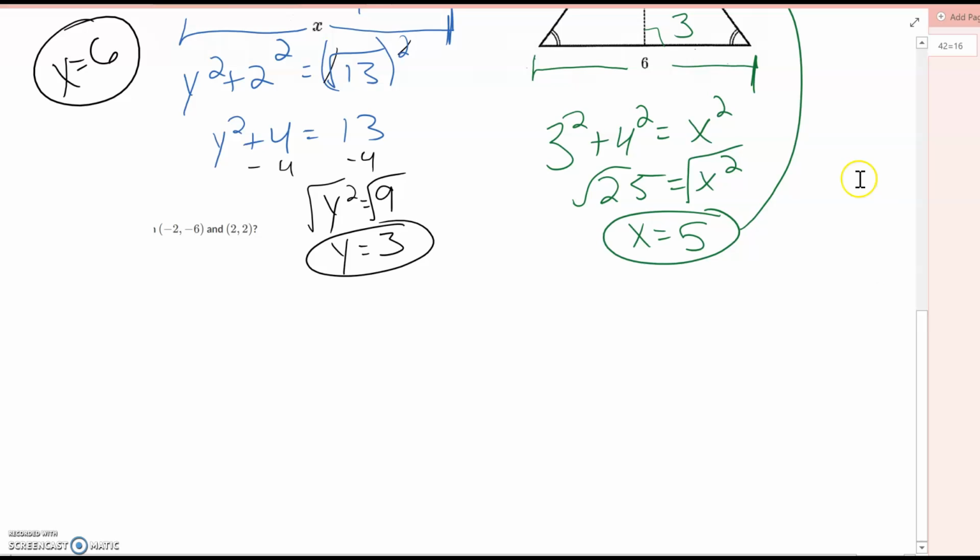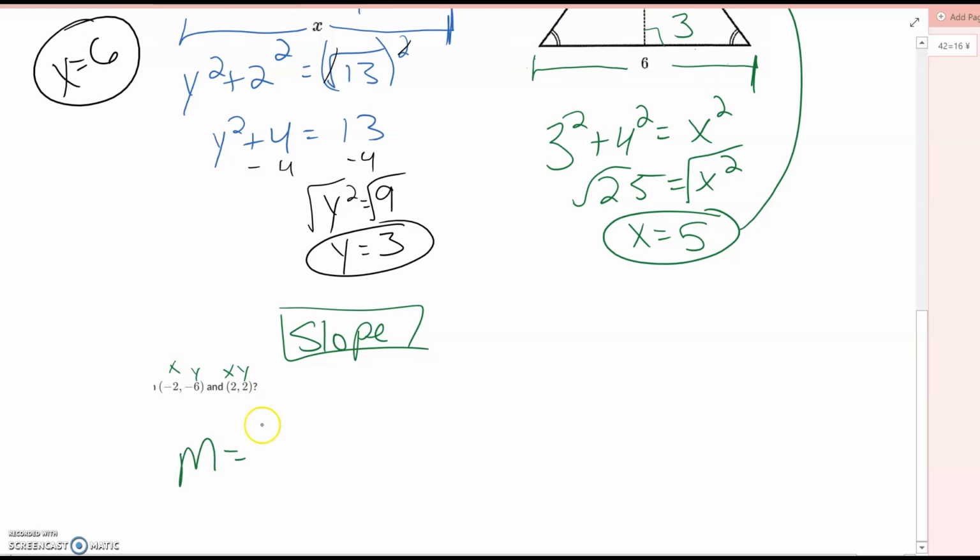Okay, and then the other Khan Academy you have today is just finding the slope between 2 points. So keep in mind, you will have to write this down. You have x and y, okay? M, so this is just slope. It does not want the full equation. We're just doing slope. M equals y2 minus y1 over x2 minus x1.